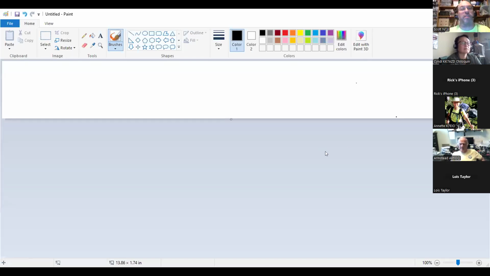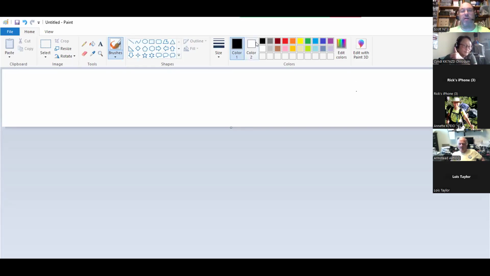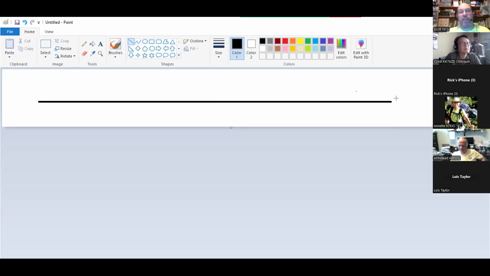Can you see my paint? Can you see that? Okay, here we go. I'm going to draw our little spectrum. Hopefully it's a straight line. Okay. And now I'm going to draw the DX station where the DX station is transmitting.